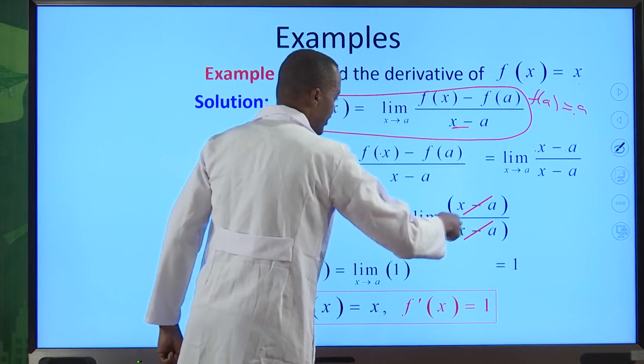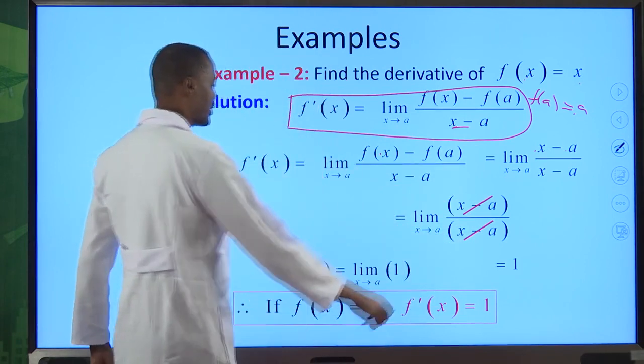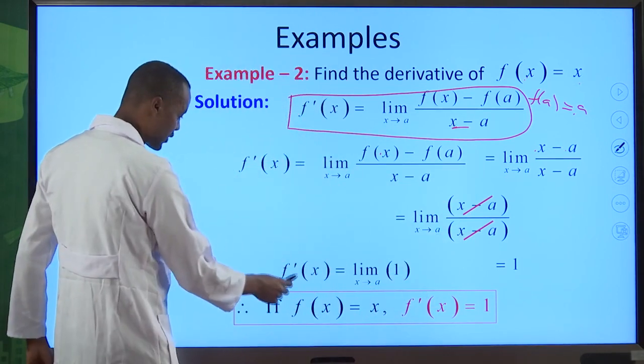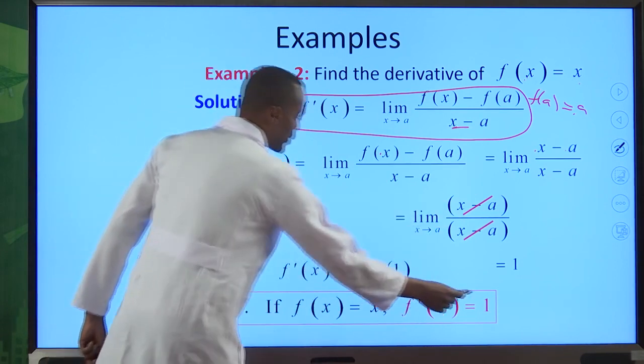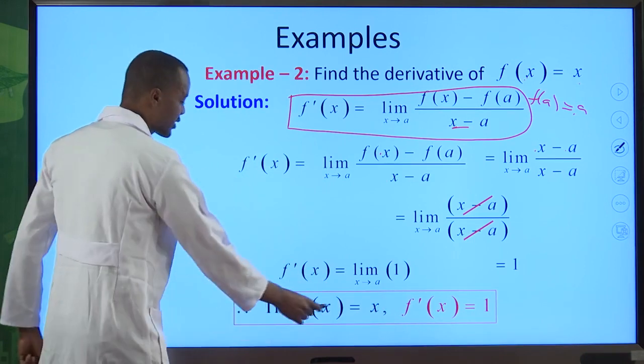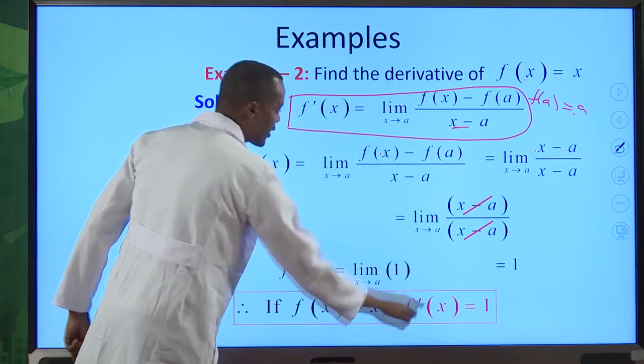So I have to cancel x minus a by x minus a, and I'm left with 1. So f derivative of x is the limit of 1 as x approaches a. That is 1. So the derivative of the function f of x equals x is simply 1.